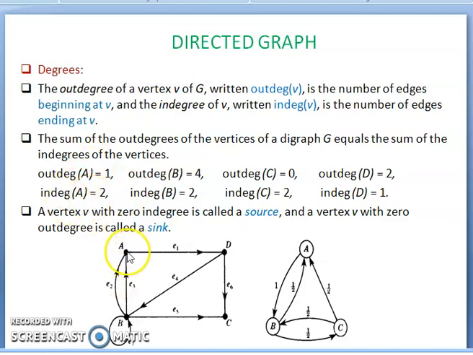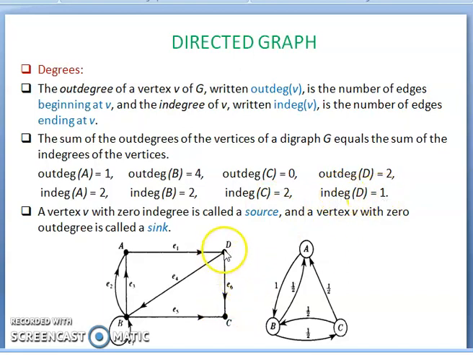In degree of A is 2: incoming edges to A are E2 and E3. In degree of B: one is from E4, the second is from E7. This is not E1, this is E7. Right, E4 and E7, so the in degree of B is 2. In degree of C is 2: one is E6 and the other is E5.